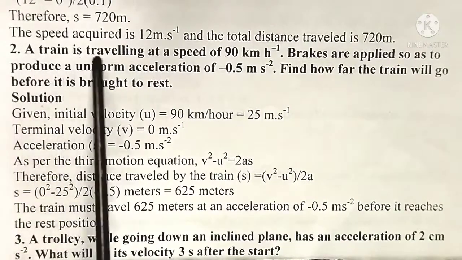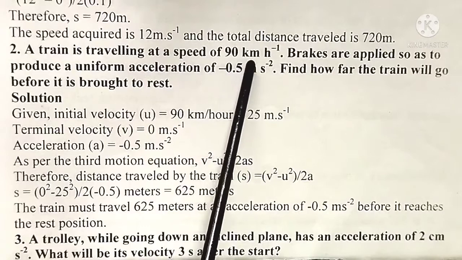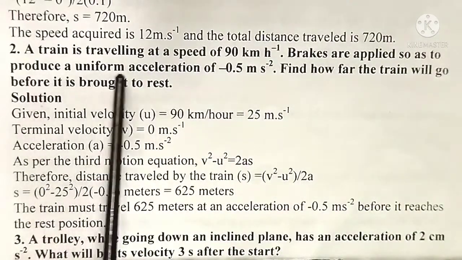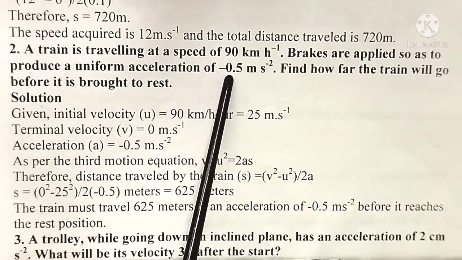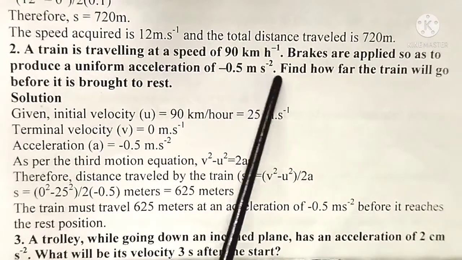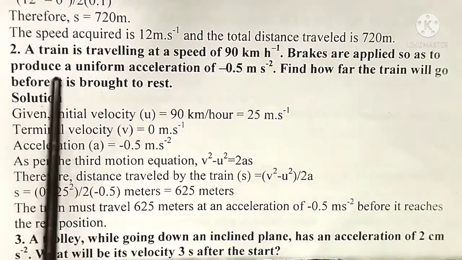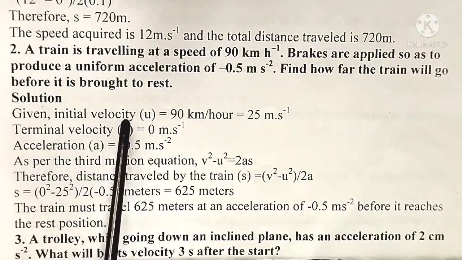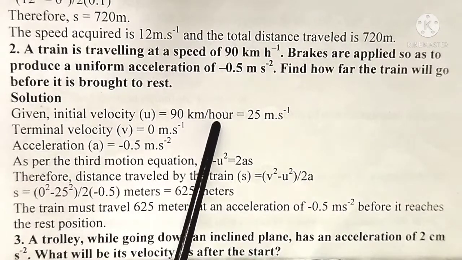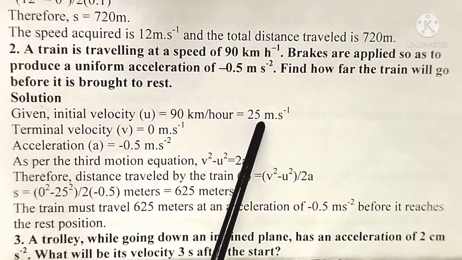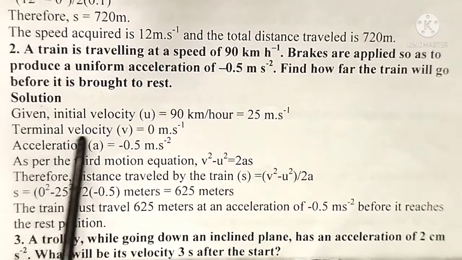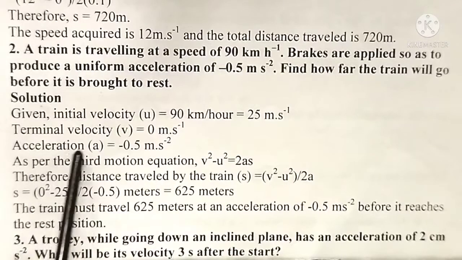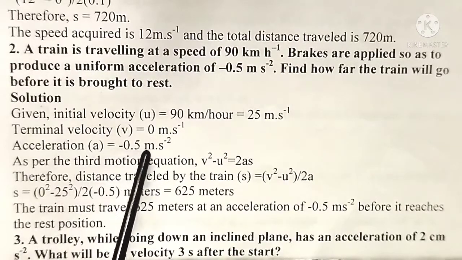Second one, a train is traveling at a speed of 90 km per hour. Brakes are applied so as to produce a uniform acceleration of minus 0.5 meter per second square. Find how far the train will go before it is brought to rest. Solution. Given initial velocity u is equal to 90 km per hour, that is equal to 25 meter per second. Terminal velocity v is equal to 0 meter per second, acceleration a is equal to minus 0.5 meter per second square.